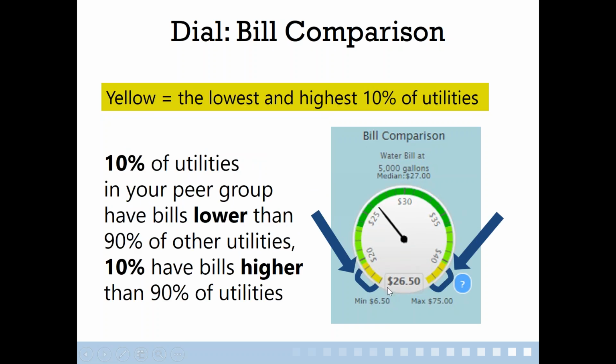Lastly, we have these little yellow sections at the very bottom, left and right, and these are the lowest and highest 10% of utilities in that group. So they're charging significantly less or significantly more than most other utilities. And we also have here listed the minimum bill, which in this case is $6.50, and the maximum bill, which is $75. So the yellow group is a little concerning to be in. It does make you think, oh, well, what's going on there? It doesn't mean automatically that a utility is just gouging their customers. It just means you want to look into the factors behind that and why that may be the case.